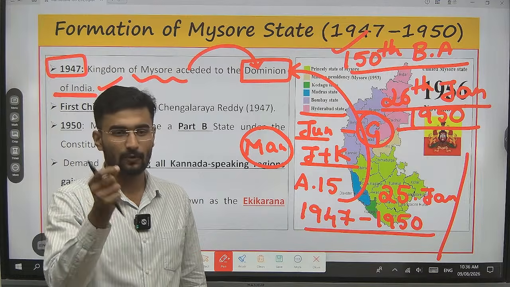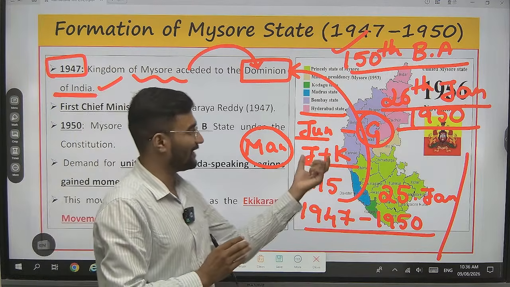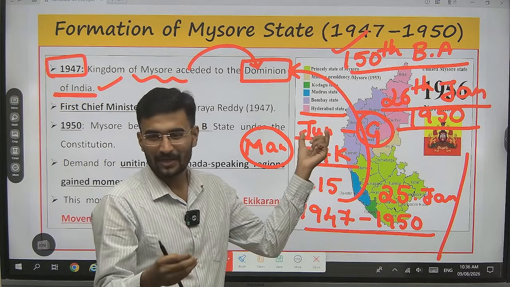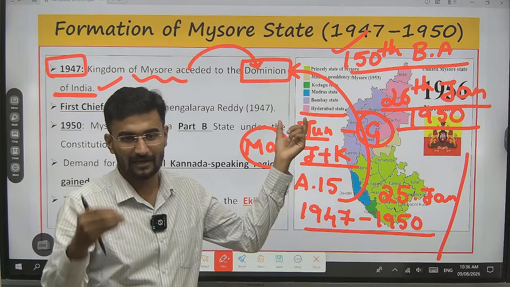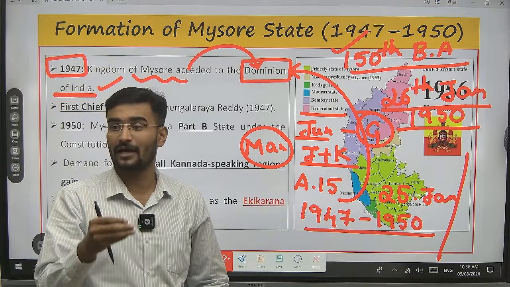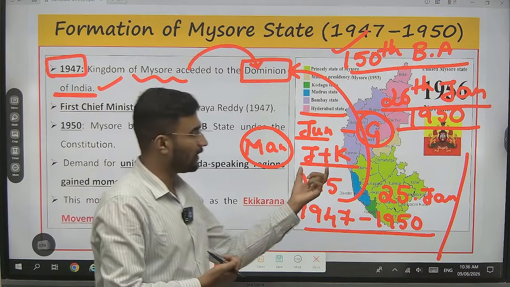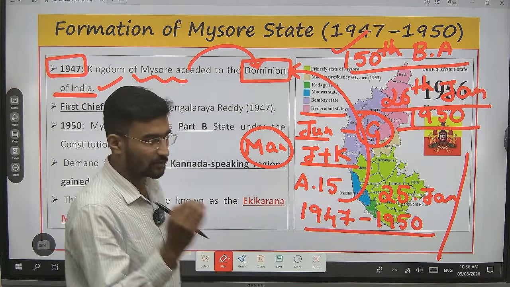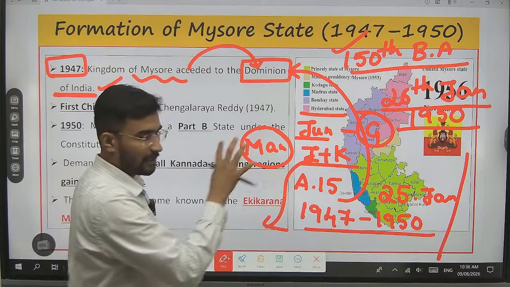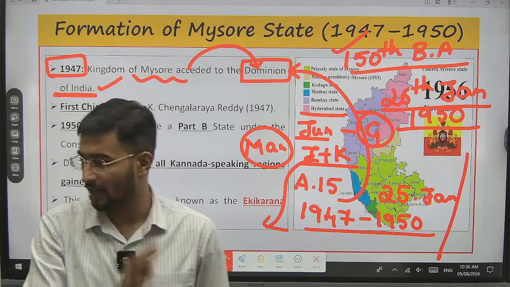Operation Polo. And the second one we call it as Junagadh via referendum. Referendum means the people's opinion. And the third one, Jammu and Kashmir via instrument of accession. Through the instrument of accession, we integrated all these 565 princely states into a single Indian Union.